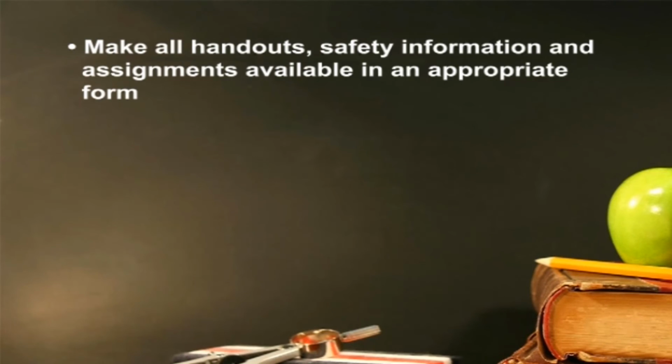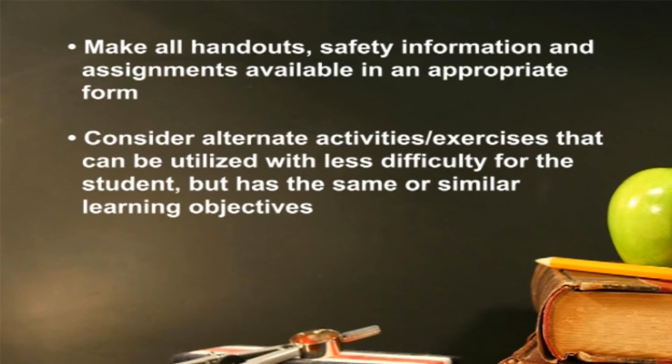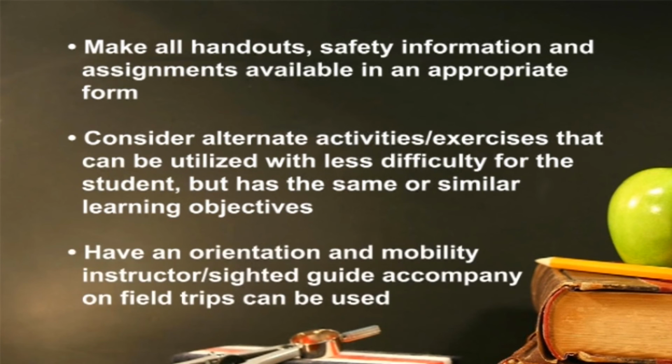Field experience is very helpful for the children with visual impairment in learning science. Make all handouts, safety information and assignments available in an appropriate form. Consider alternate activities or exercises that can be utilized with less difficulty for the student but have the same or similar learning objectives. Have an orientation and mobility instructor or sighted guide accompany on field trips.